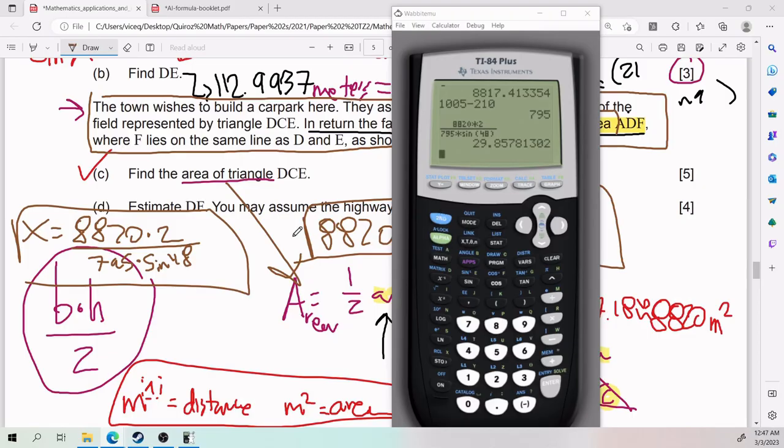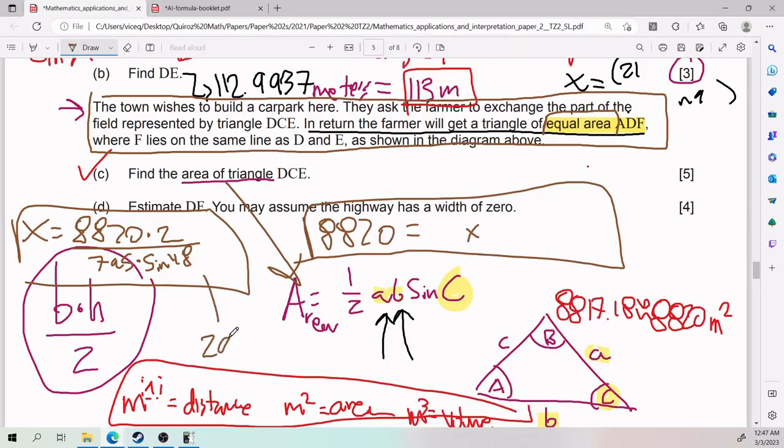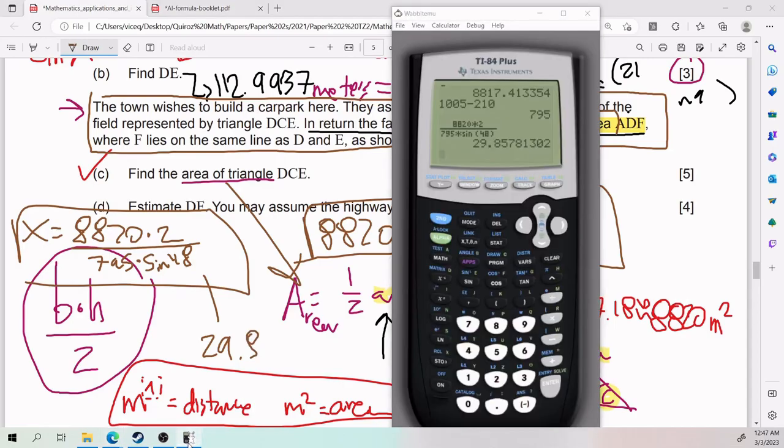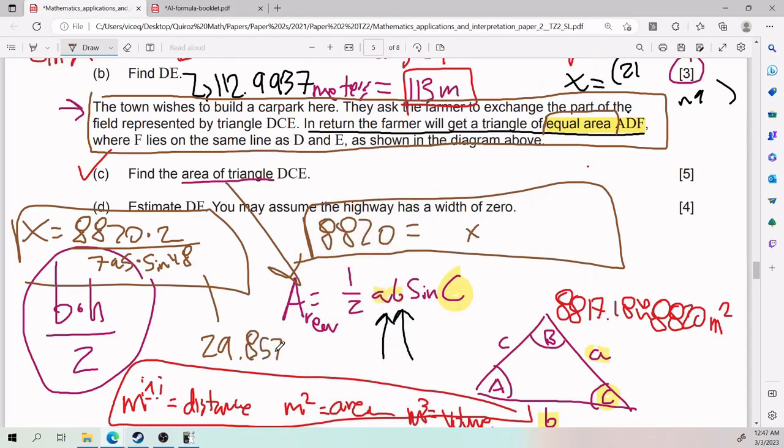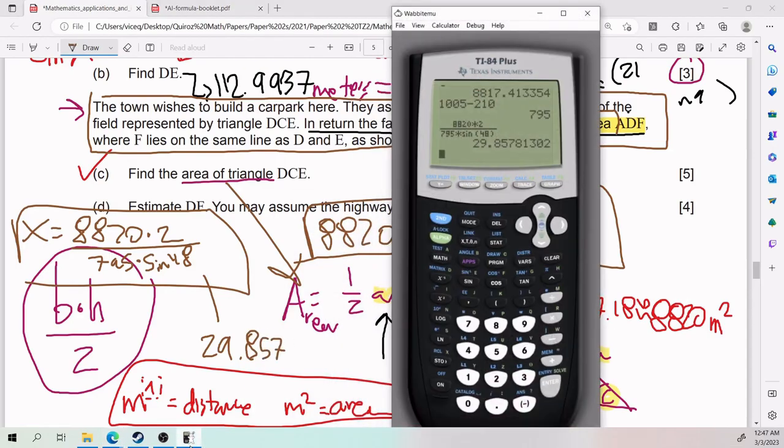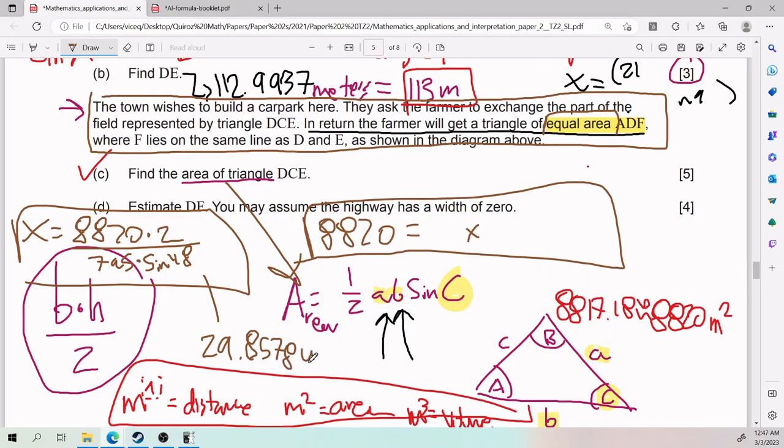Ta-da! You end up with 29.8578, which is roughly the same as 29.8. So that is for part D.